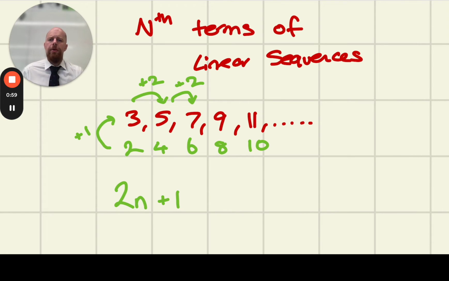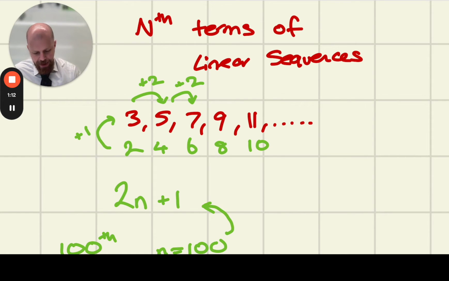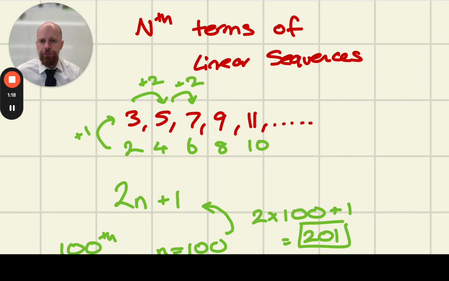The nth term is a way of finding any number in my sequence. Let's say I wanted to find the 100th term. Well, to find the 100th term, you let n equal 100 and put it in here. So we do 2 times 100 plus 1, which is 201. Now, comparing to the times tables is fine, but there is a much quicker and easier way of doing it.